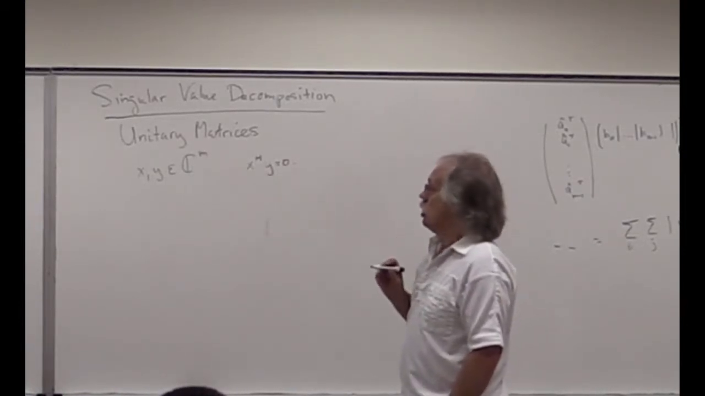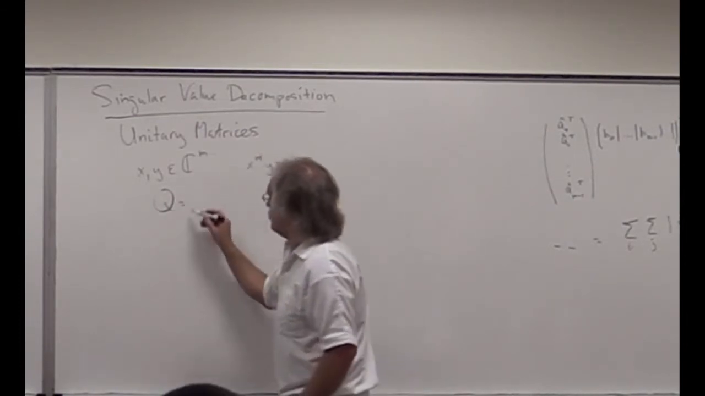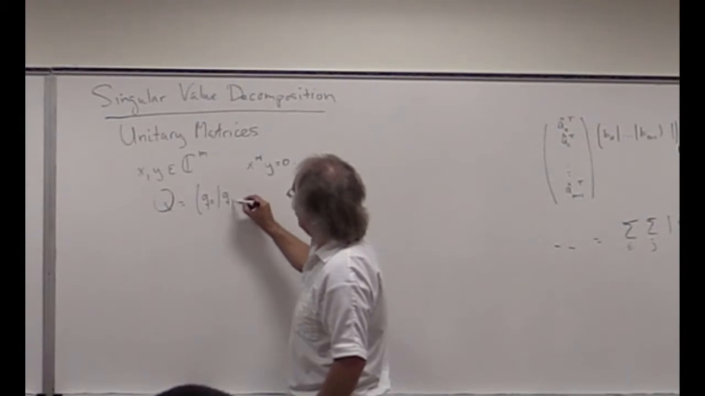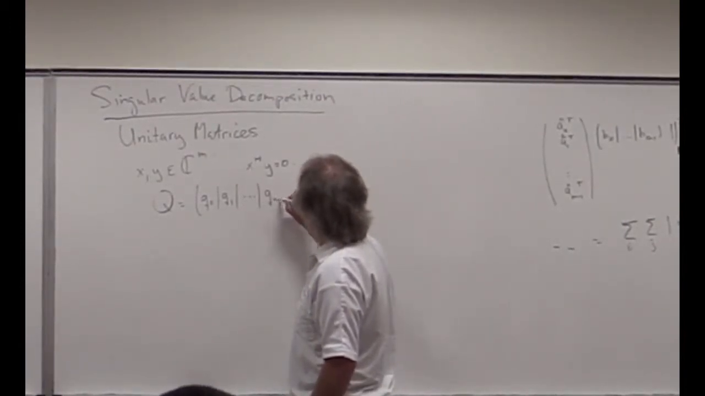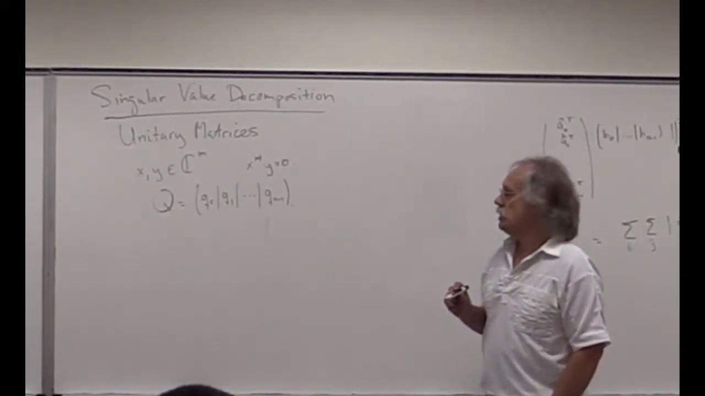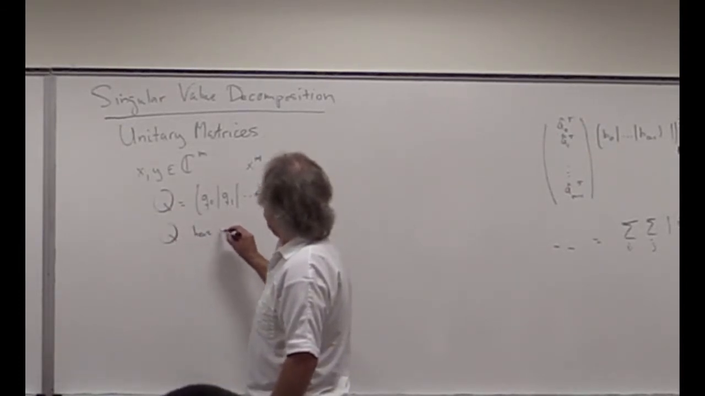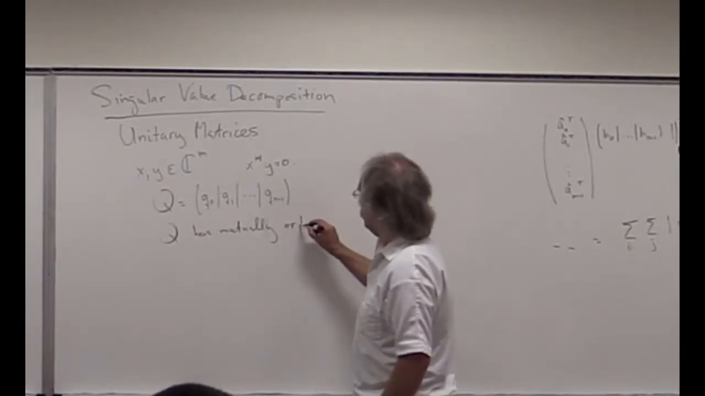Now, what do we like to do? We like to take matrices and we like to slice and dice them. And if we think of this particular matrix as a collection of columns, then Q has mutually orthonormal columns.